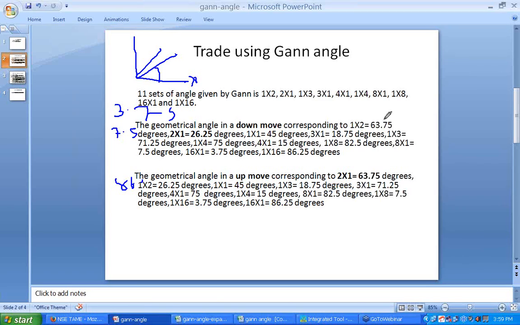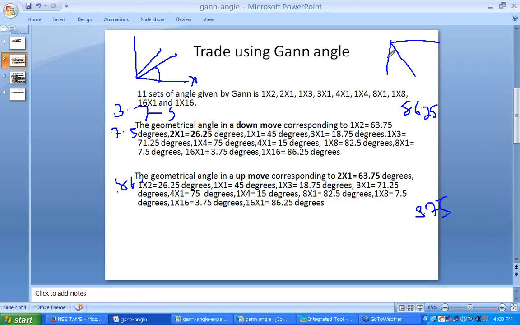In the same way, whenever we are drawing the trend line from a higher point to a lower point, this sequence will change. The sequence 3.75, 7.5 to 86.25 will be changed to 86.25 to 3.75. This has a geometrical, mathematical reason behind it, which is beyond the scope of today's discussion.